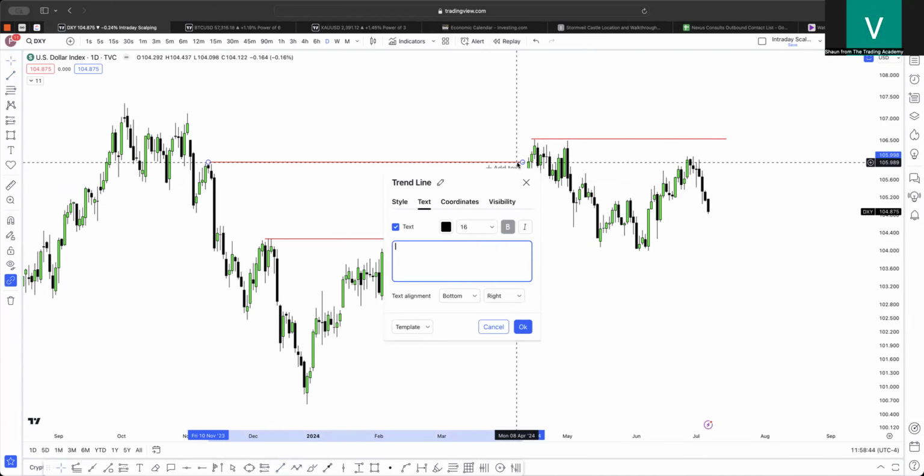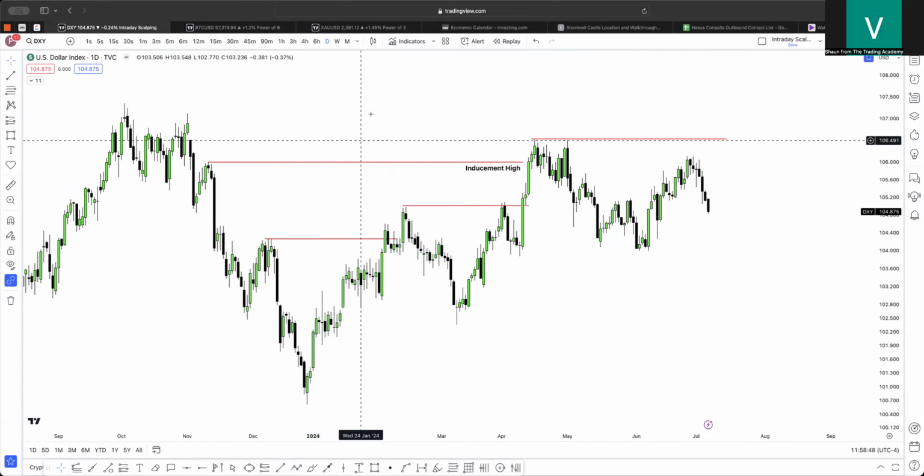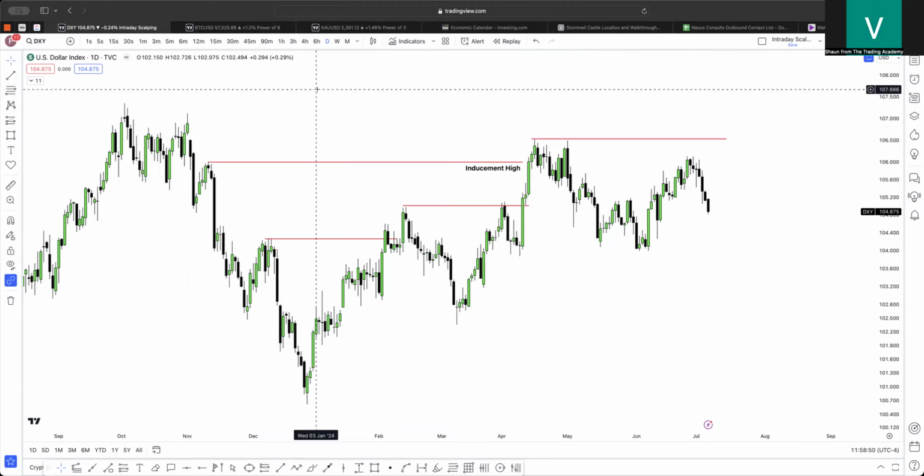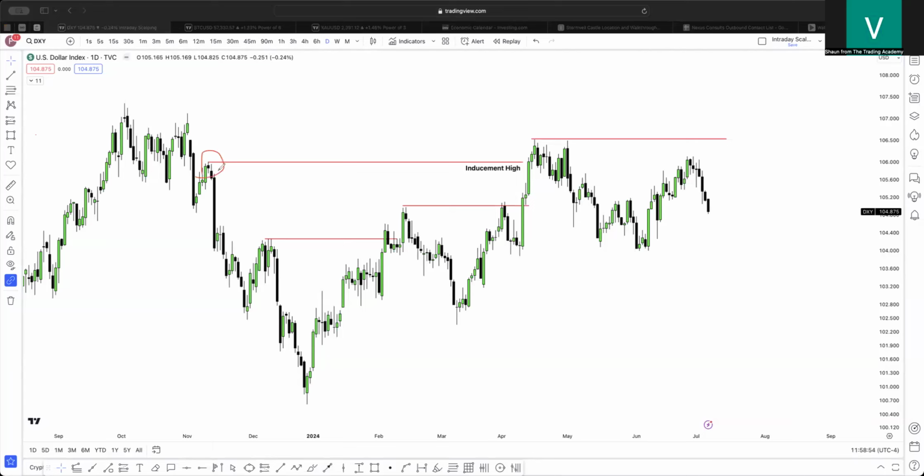Now, this is an inducement high. Why is this an inducement high? Well, this is order pairing. I'm going to give you a summary. Order pairing is when we introduce liquidity into a range, and when it gets taken out, that is your true order pairing.